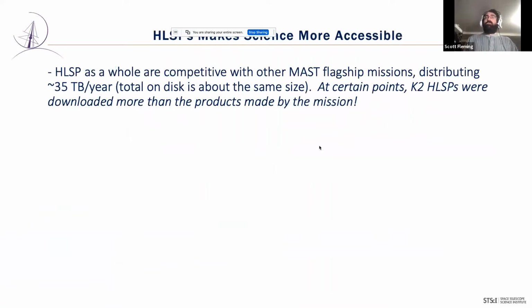And then the big one that I'm really interested in is accessibility. So we know they're popular. High-level science products as a whole are competitive with our other flagship missions, including Hubble, GALEX, and other things in terms of use. Last year, we distributed something like 35 terabytes worth of high-level science products to users, which is about the total size we have on disk of all the HLSPs combined, which tells us that the demand for these things is basically equivalent to their total size on disk, which means they're pretty popular. And in fact, at certain points in the mission, the K2 high-level science products were actually downloaded by more users and more often than the products that the K2 pipeline made themselves.